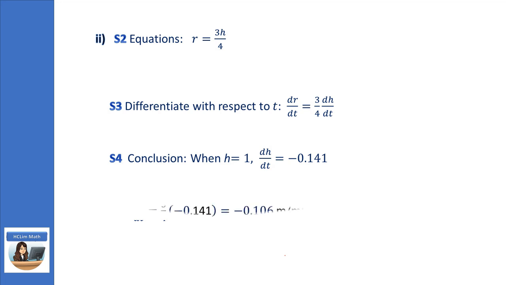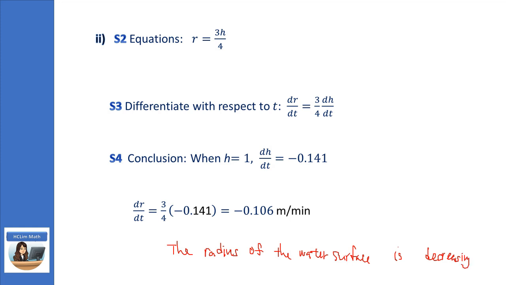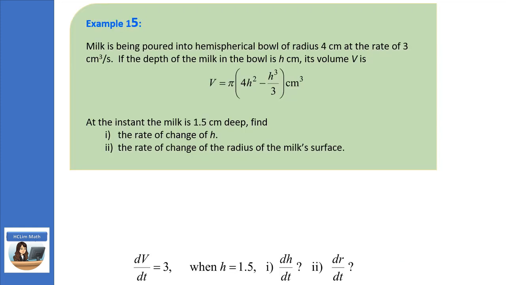So I do the simple calculations. So I have my radius with the rate of negative 0.106. So this means that the radius of the water surface is decreasing with 0.106 meter per minute.